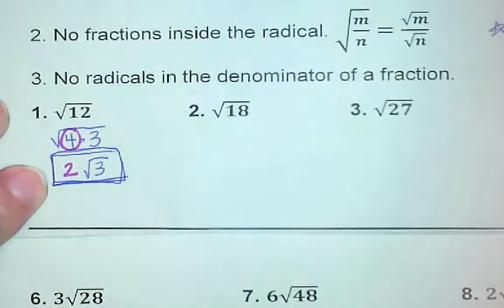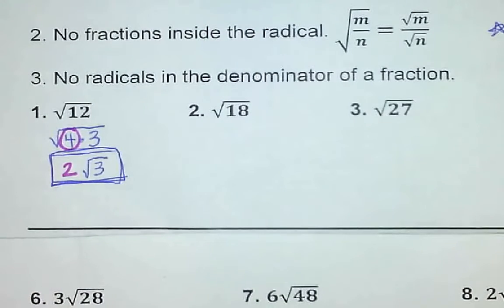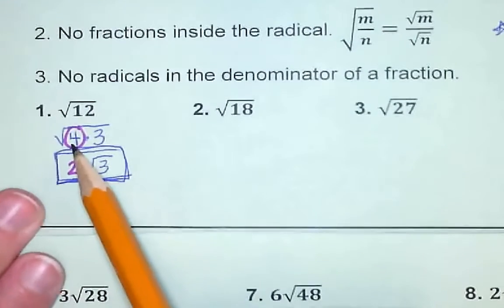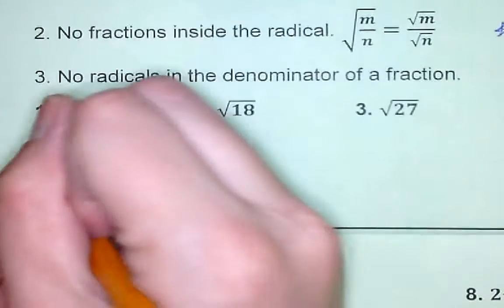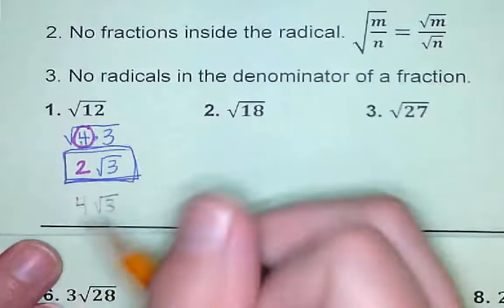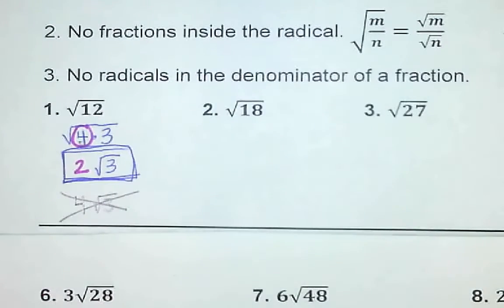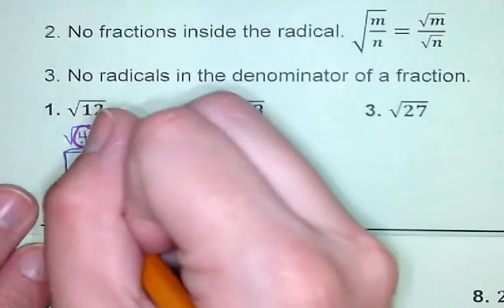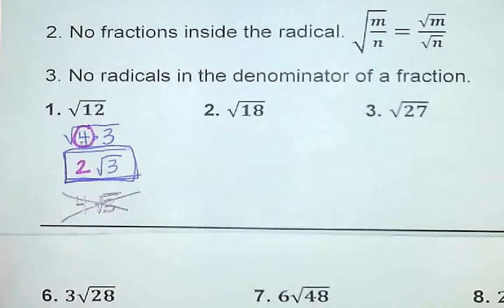Now guys, one of the most common mistakes that I see when we are simplifying radicals is that students will forget to take the square root of that 4. And they'll just write 4 square root of 3. They'll just yank it out of the radical without taking the square root. That is super wrong, okay? That's a very common mistake that students make, is they forget to take the square root of the 4, okay? But that is not correct.